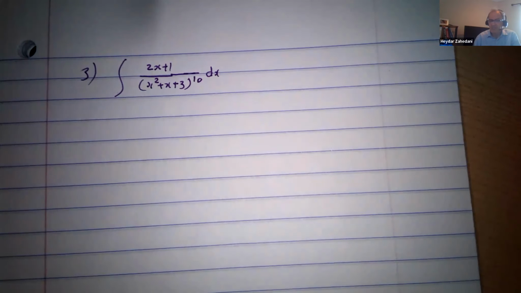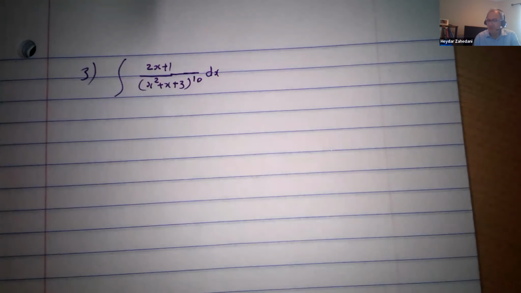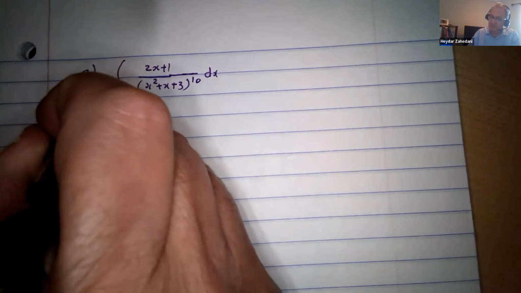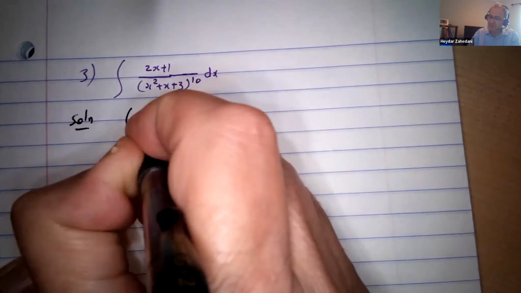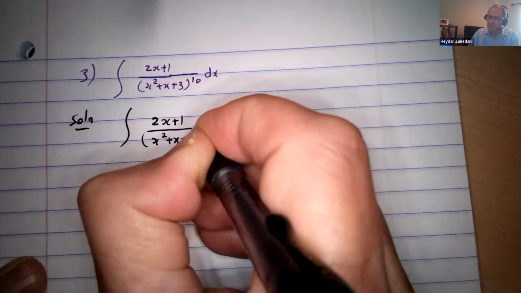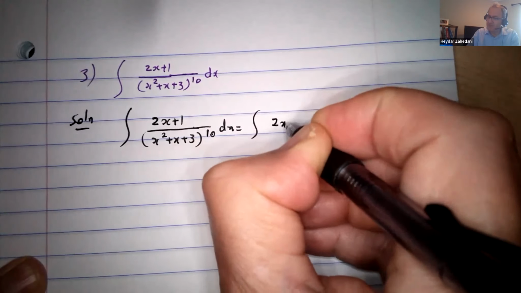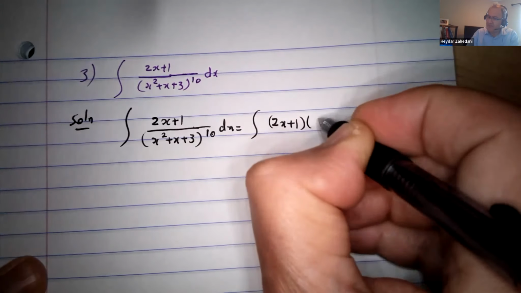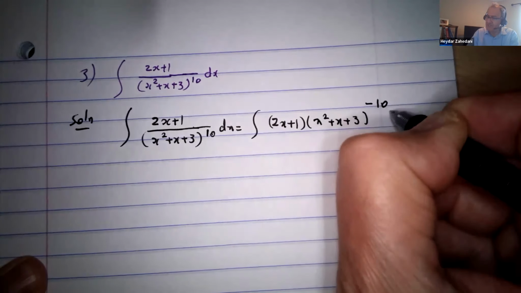But for the time being, what we can do is move this one up, and then we use the same method, the previous method that we had. So the solution is going to be, I just rewrite it, 2x plus 1 over (x squared plus x plus 3) to the 10. Move it up, so that gives you (2x plus 1) times (x squared plus x plus 3), everything to the negative 10, dx.